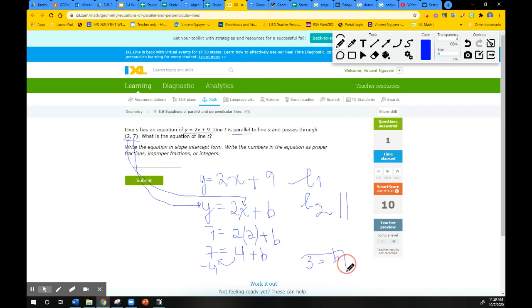Okay. This important number right here is going to go in here. So my equation will be y equals 2x plus 3, okay? And that's what we're going to type in. Y equals 2x plus 3.